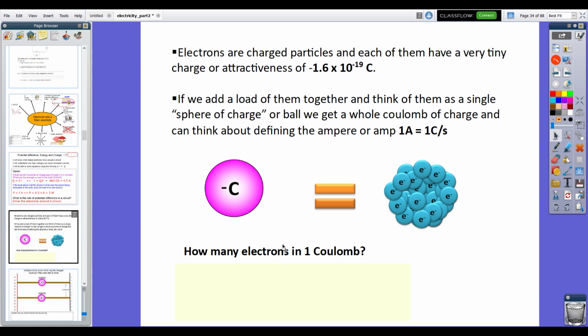Maybe have a go at doing this one. I'll just pause it here. How many electrons in 1 coulomb? How would you go about doing that? Take a minute and see if you can calculate an answer.